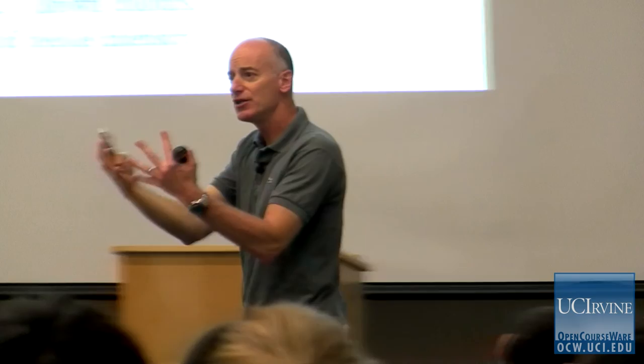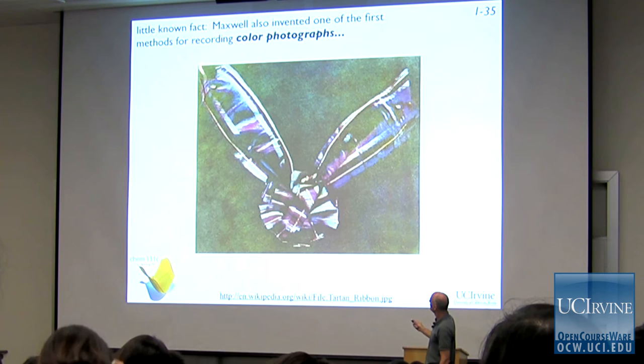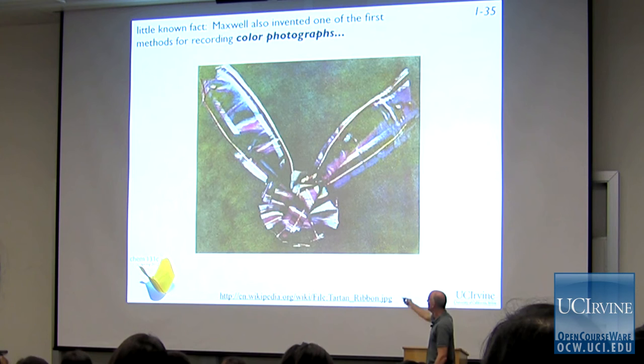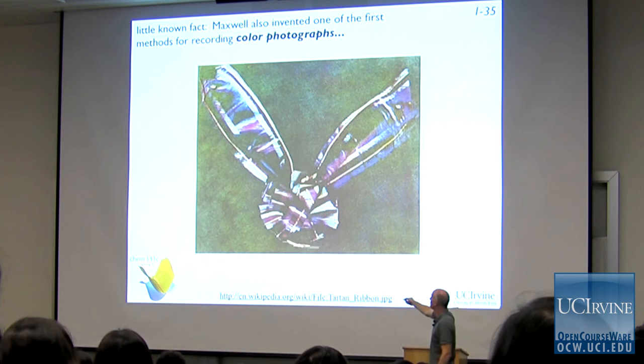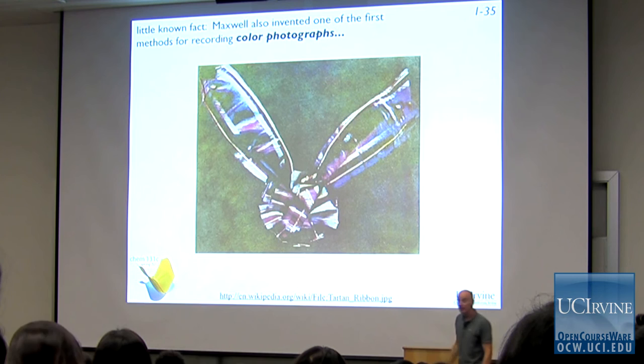Right? This is a ribbon, a Scottish tartan, it turns out. Appropriate, because he's Scottish. He told the photographer how to do this. Three filters, three photographs, all three of them black and white, RGB, red, green, blue filters, put them together to generate a color rendering. This is the very first color photograph. Right? Maxwell did that. Guy was full on genius.